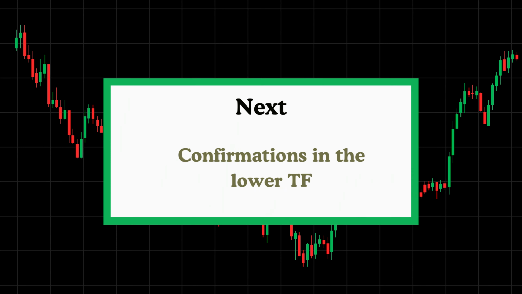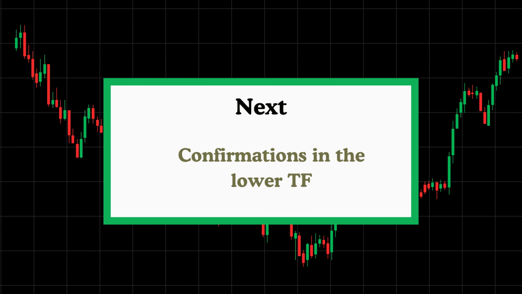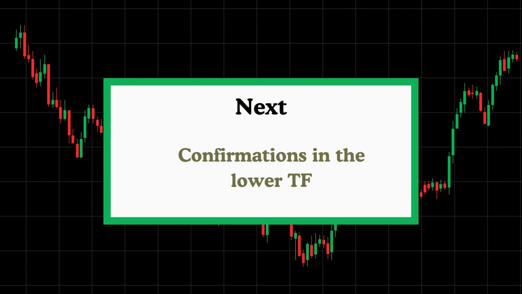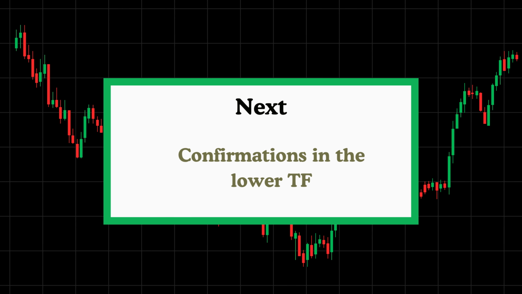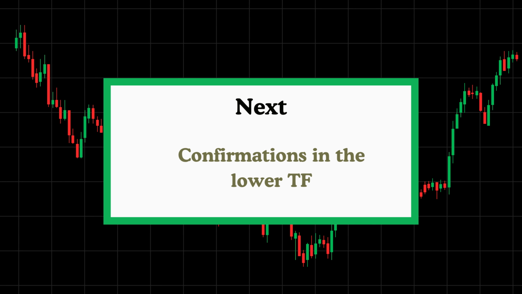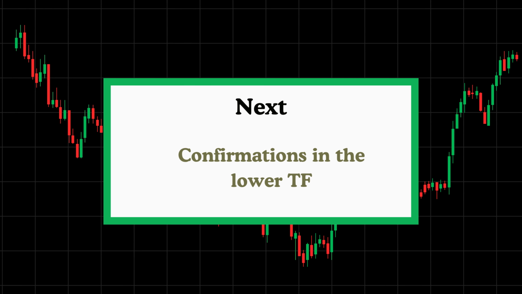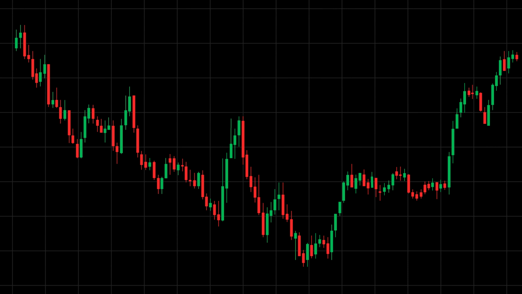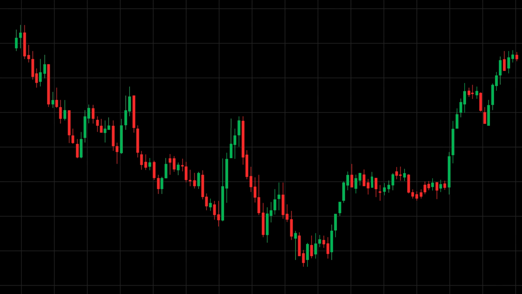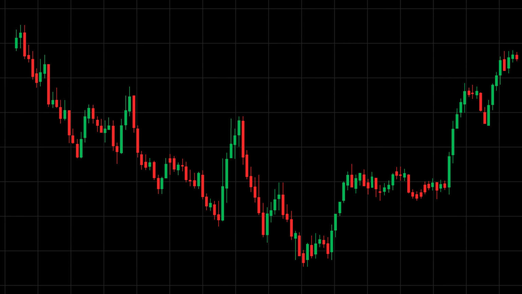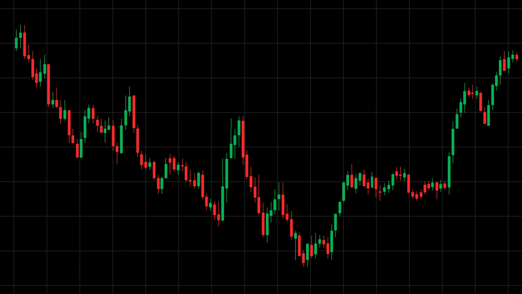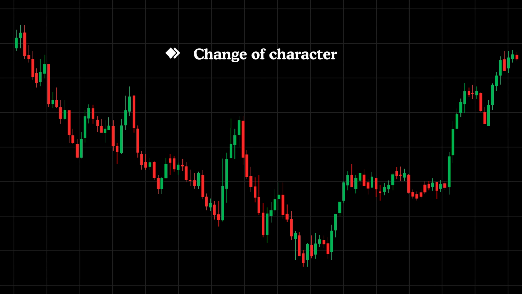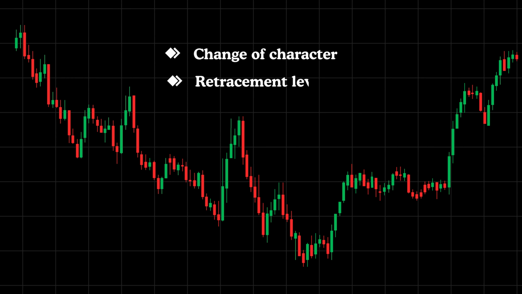Entry technique 2, confirmation from lower time frames. This is one of the most effective techniques, especially when trading larger supply and demand zones. Why? Because no matter how clean a zone looks on the higher time frame, the price can still break through without respecting it. So, when price enters your zone, drop to a lower time frame, e.g. 15M, 5M. Look for confirmation-based entries, such as change of character, CHOCH, retracement levels.